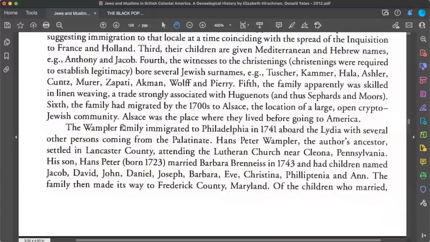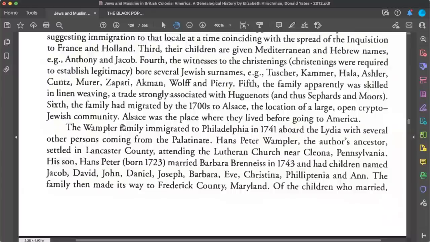All right, I find this a lot in a lot of people's genealogy. Coming from the Palatinate region, we have the ship manifest and everything, the immigration documents and records, and literally saying Huguenot refugees. Literally. Hans Peter Wampler, the author's ancestor, settled in Lancaster County, attending the Lutheran church near Klonoa, Pennsylvania.